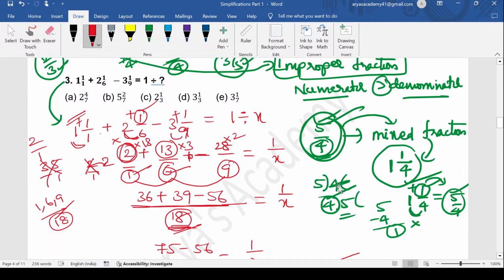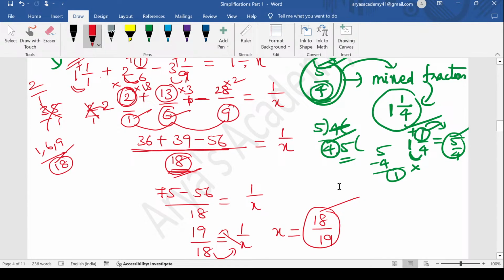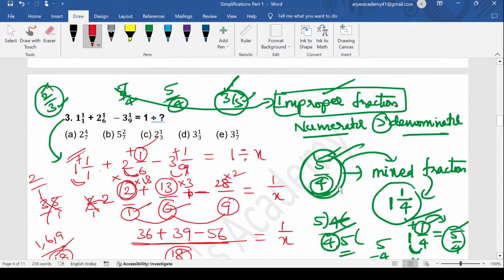which is not in the answer again. We cannot write it as an improper fraction actually, but the answer is positive.